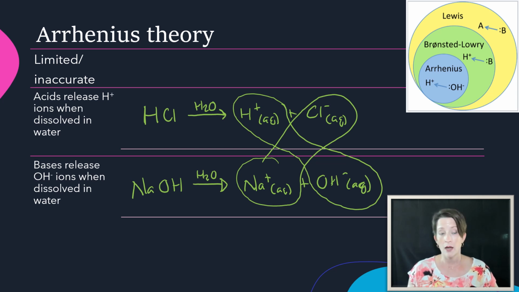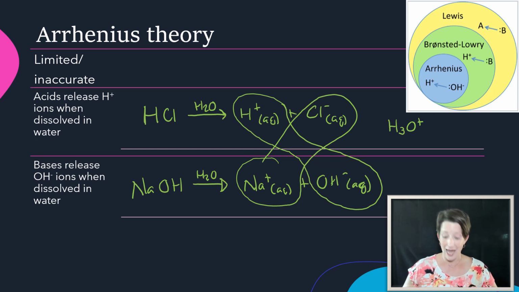However, Arrhenius' theory was limited and inaccurate because in the acids category, we don't actually release protons, H+. What actually happens is water participates in that reaction and we get H3O+, which I'll talk about in a little bit. Bases were very narrow, and that's the weakest part of Arrhenius' theory.